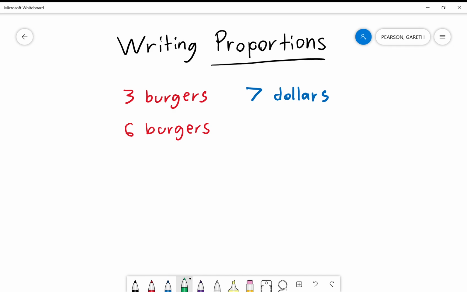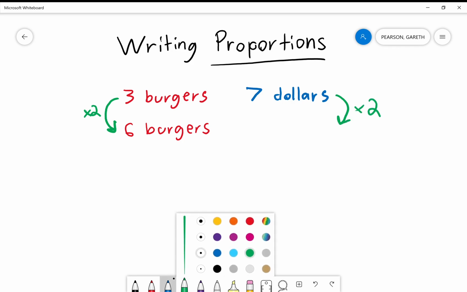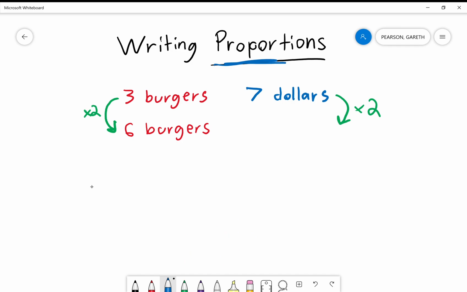Automatically you can tell that from 3 to 6 something changed. What did we do? We multiplied by 2. Oh, we multiplied by 2, so here we must also multiply by 2. Everything has to be proportional. Okay, so anyway, 7 times 2 will give me 14, so I have $14.